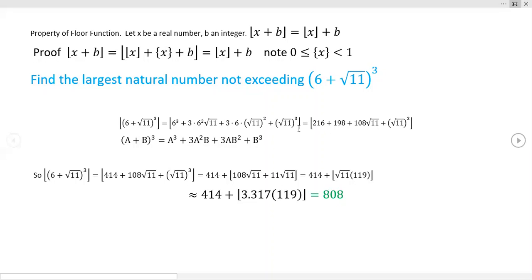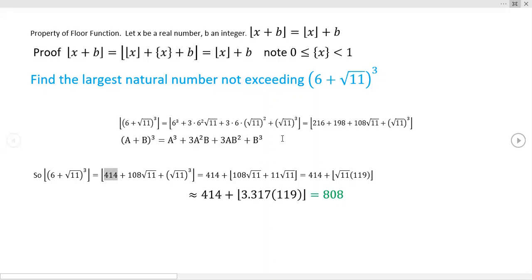Now, on the very next line, again, we use the cube of a binomial to get all of that. The 216 plus the 198, on this next line, is actually equal to 414, and that's this value you see right here. All right, now, what I did here is there are some terms that don't work out nicely.